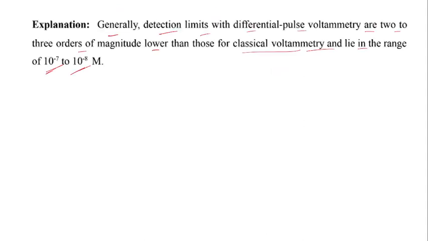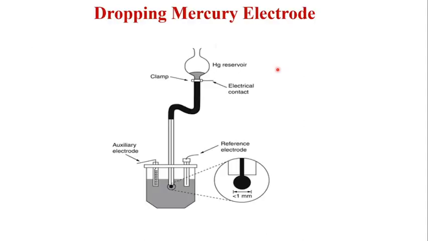So I just want one more explanation about the dropping mercury electrode, because I think it is not clear in this class. So how does the dropping mercury electrode work? First of all, if you remember this name, dropping mercury electrode, it is saying that mercury is dropping. So how does it happen? See, this is the mercury reservoir, where you fill mercury. Then it is connected with this tube, and this tube is finally connected with this capillary.